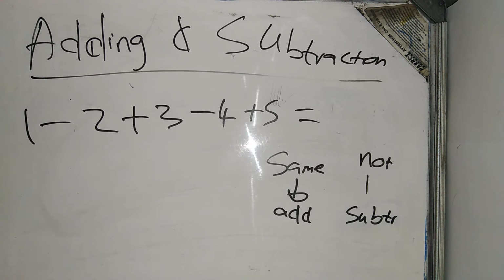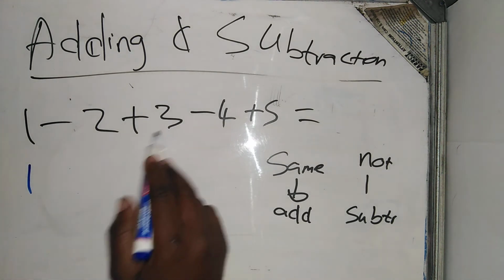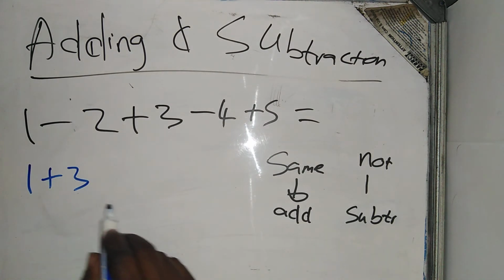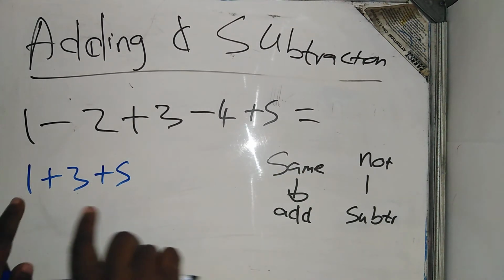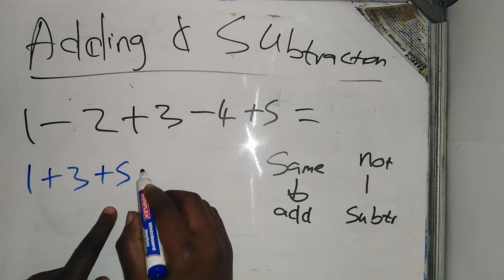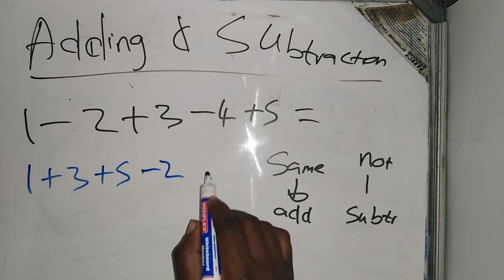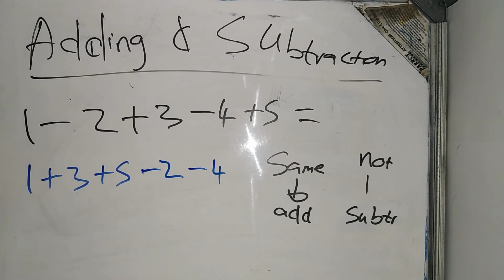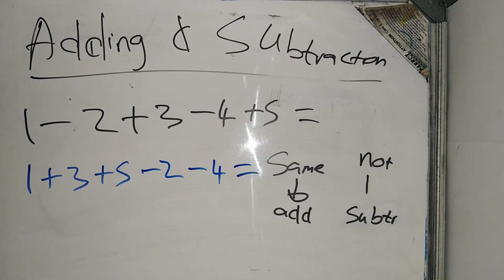Okay, this is positive. Okay, we can put positive like this. So it's going to be positive 1, and then there is plus 3, and then there is plus 5. These 3 have the same sign. We are putting them together, and then there is minus 2, and then there is minus 4.